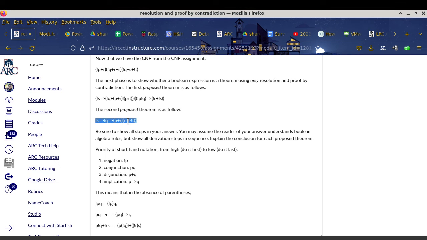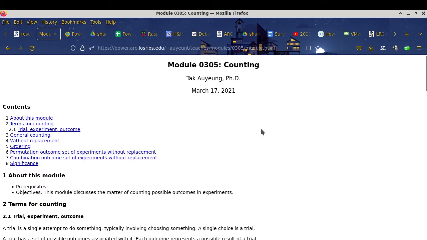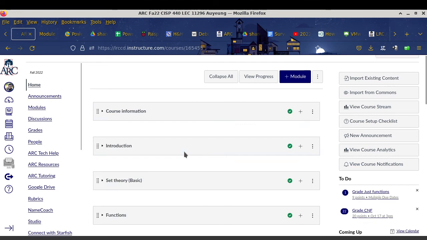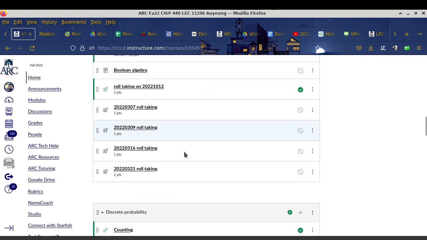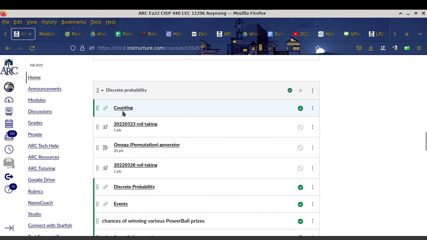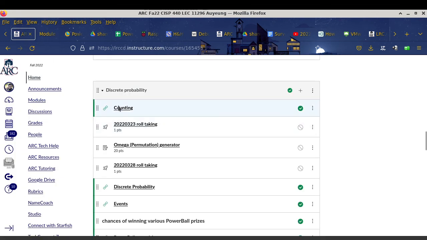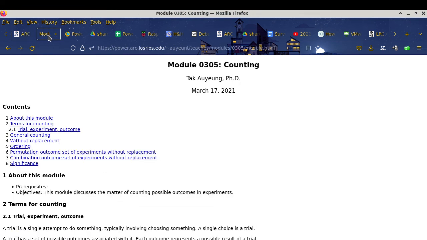Okay. So now we're getting back to what we talked about last time, which is Lotto, right? But we're going to talk about this in a much more formal way, and this is the module linked from Canvas. If I get back to Canvas and look at the modules, we are currently in discrete probability, and this is the module I am displaying over here as module 0305. I just want to show you where to find the module that I am using in today's lecture to explain certain concepts in counting.